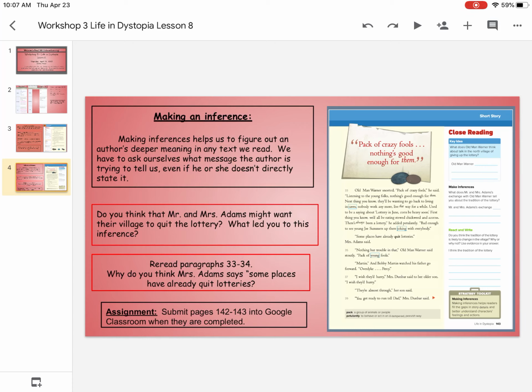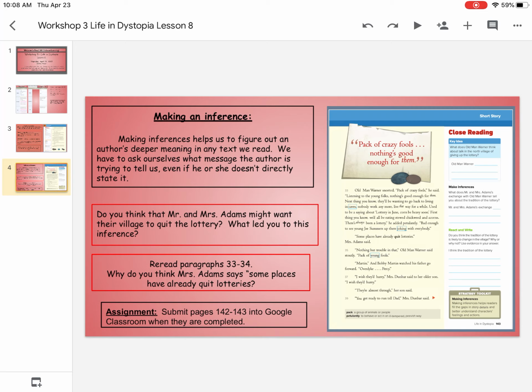Okay, so we're going to stop reading at this point. And again, what I want you to do is be thinking about that key idea. You'll be writing your response up in that top section on page 143. Now, the focus of today's lesson is making an inference. Making inferences helps us to figure out an author's deeper meaning in anything that we read. We have to ask ourselves what message the author is trying to tell us, even if she or he doesn't directly state it. So we have to look at some clues as we read.